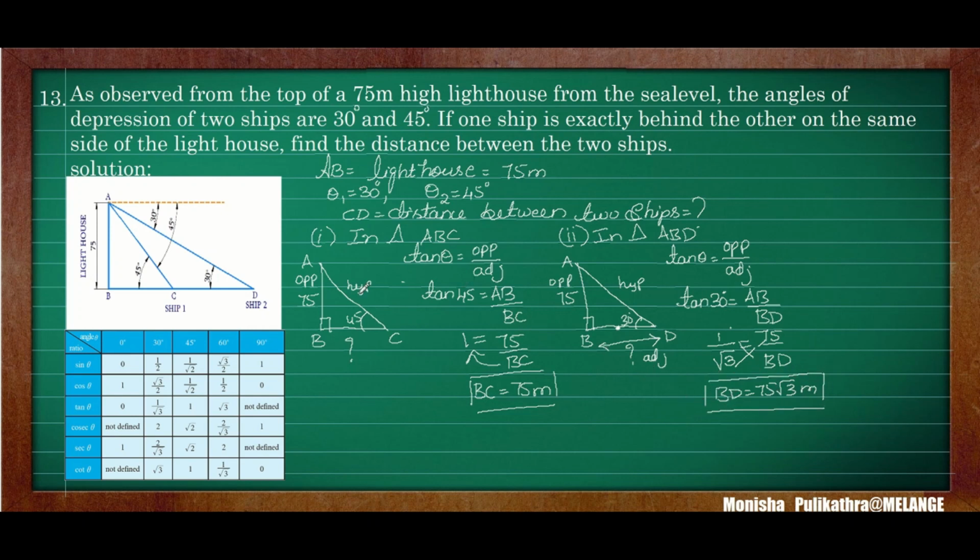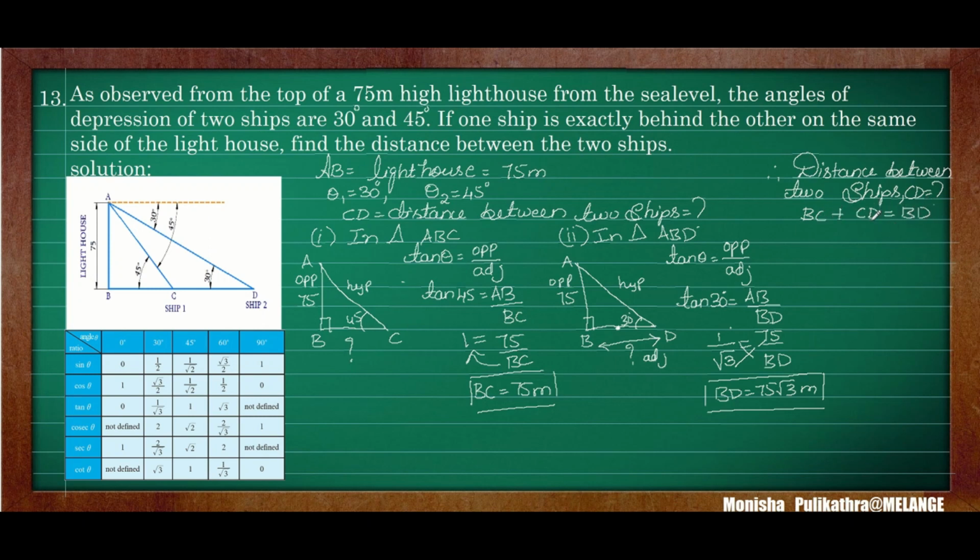But what we have to find out is the value of CD. So CD is the distance between the two ships. Therefore, the distance between the two ships, CD, we need to find out. We know that C is exactly in between, so BC plus CD is equal to BD.